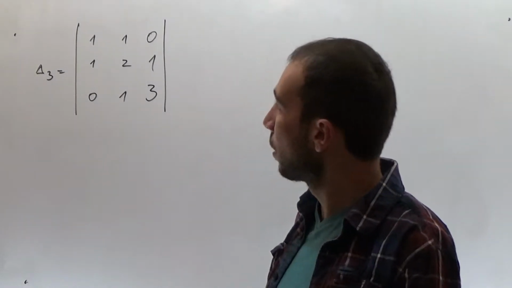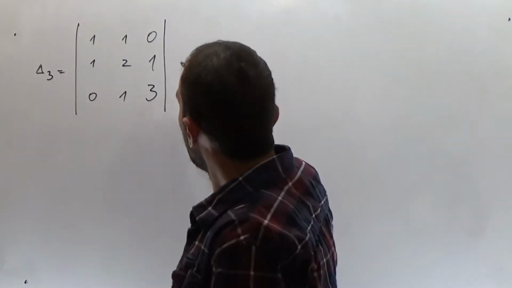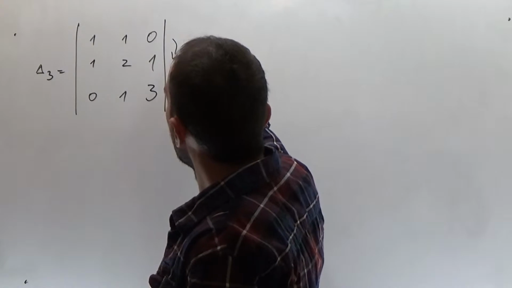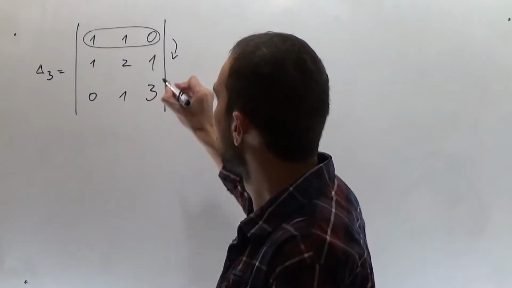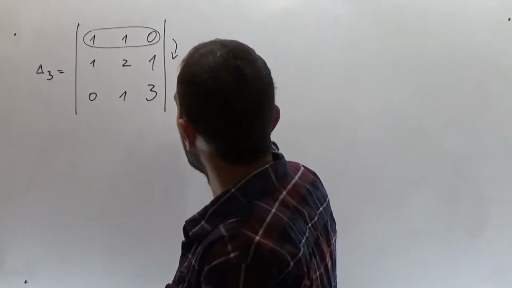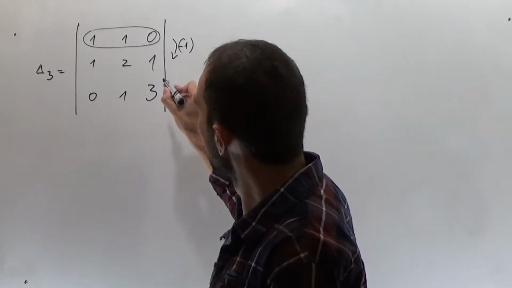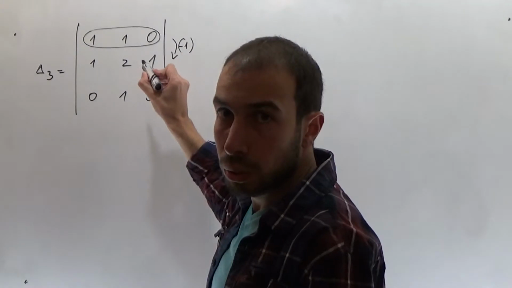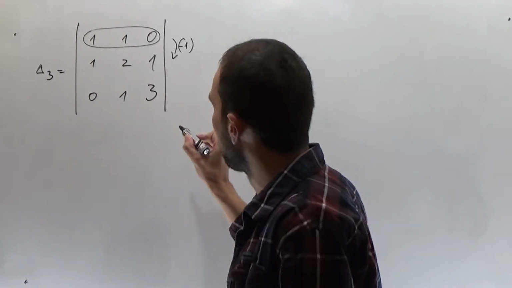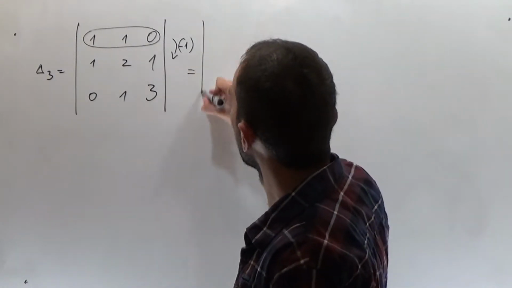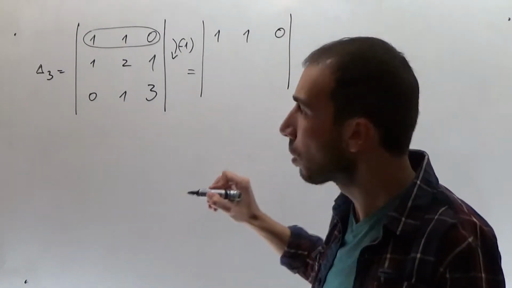Now I'll calculate this determinant in a different way. I will multiply the first row of the determinant by -1, and I will add the first row to the second row of the determinant. Okay? First row here isn't changed.